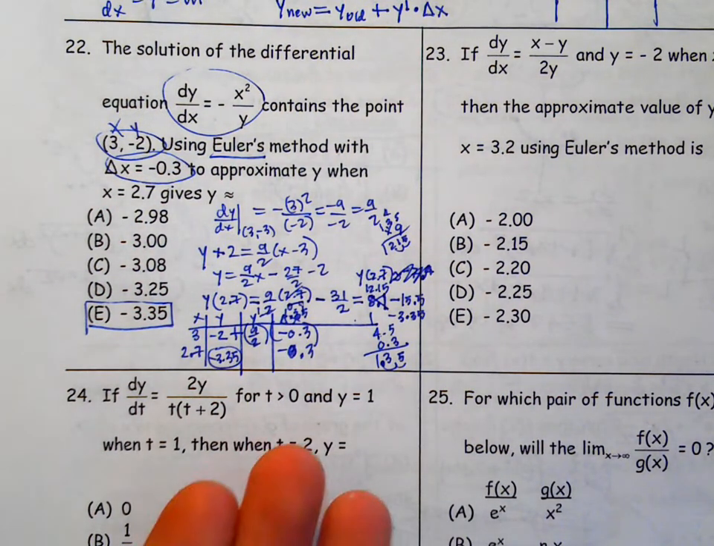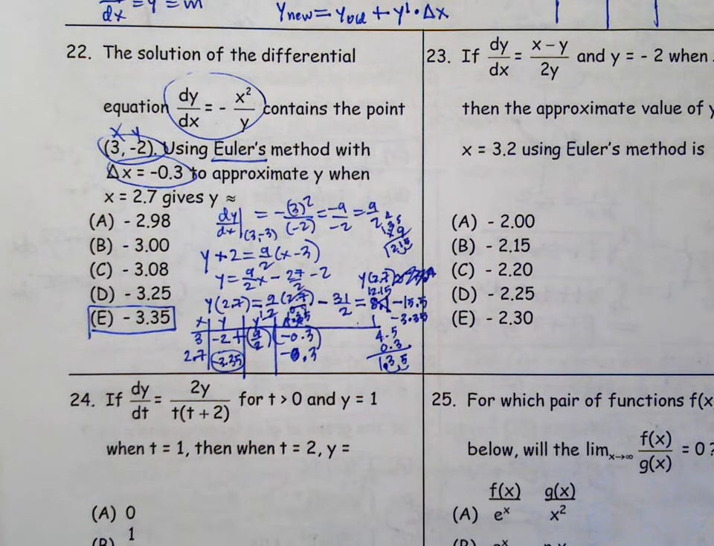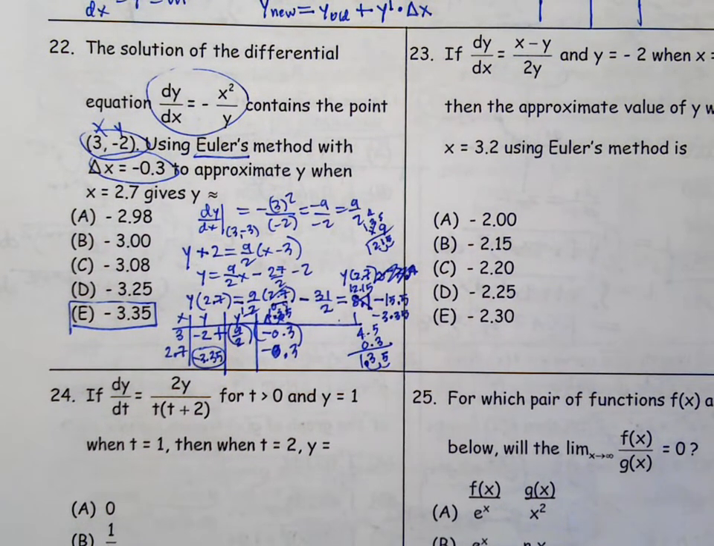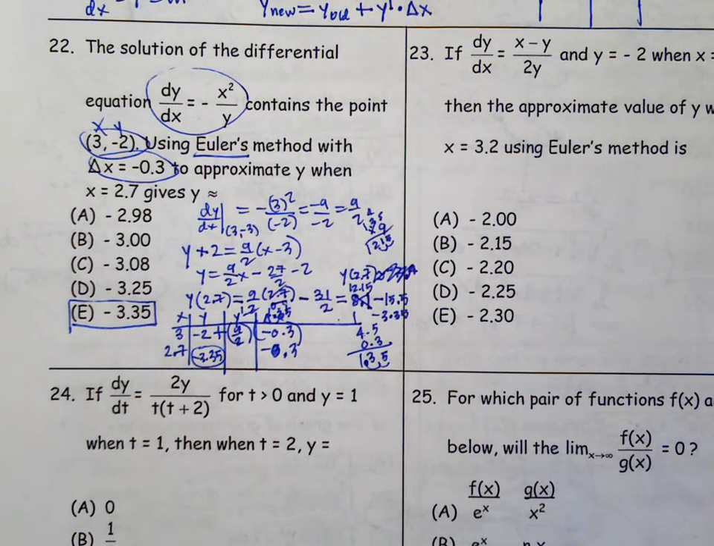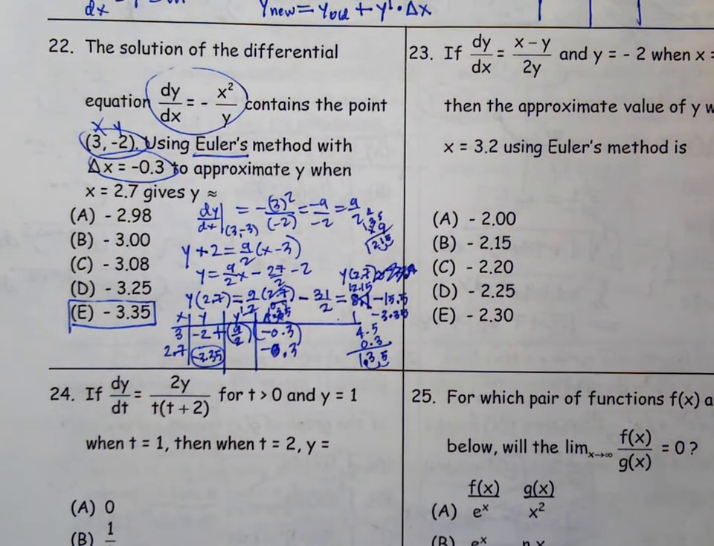Why don't you guys try 23? Pause the video, try 23. Really, it's the only other Euler's method, I think, on this worksheet. So be good for you to try one. So go ahead, pause it, try it.